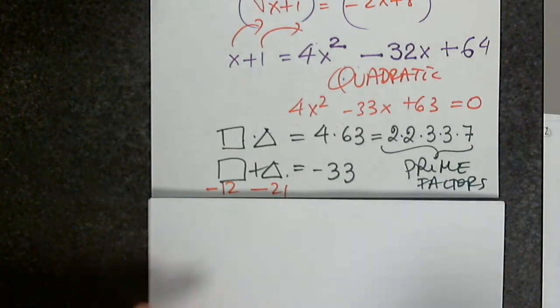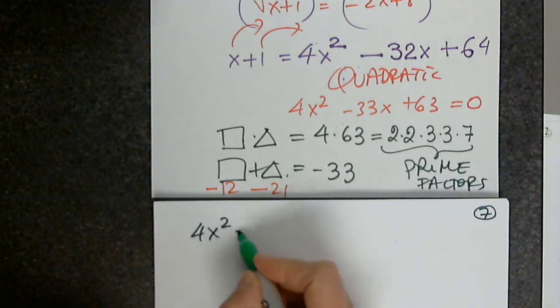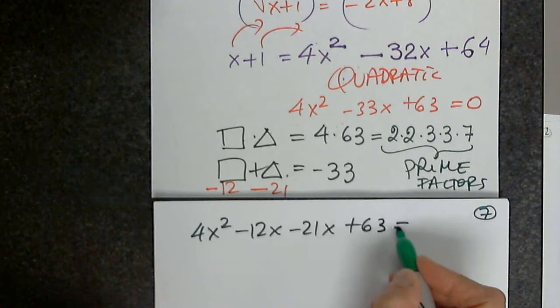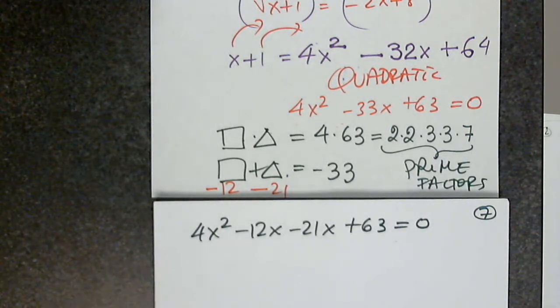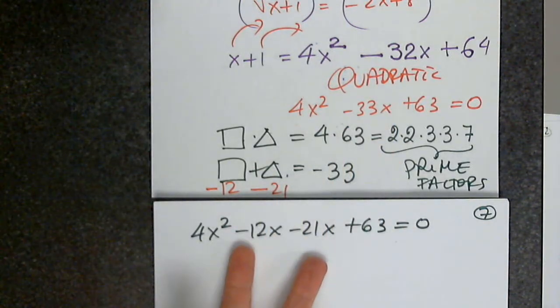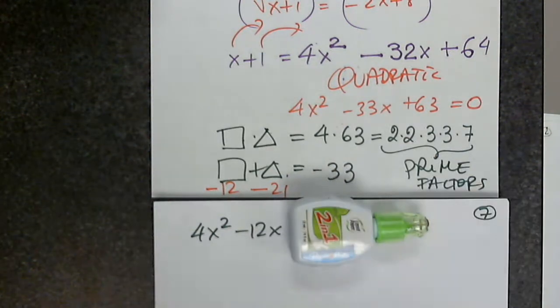Okay, so then I have 4x squared minus 12x minus 21x plus 63 equals 0. We did not change the problem. We just replaced negative 33x by these two. I see 4 terms. And no, I will not go back and combine like terms. They will be going backwards.